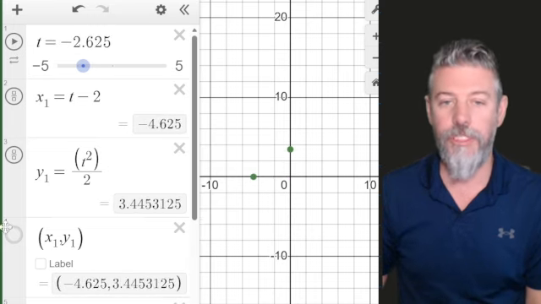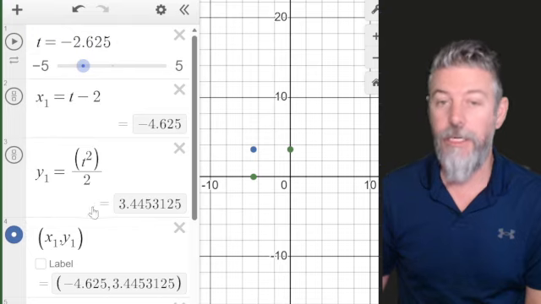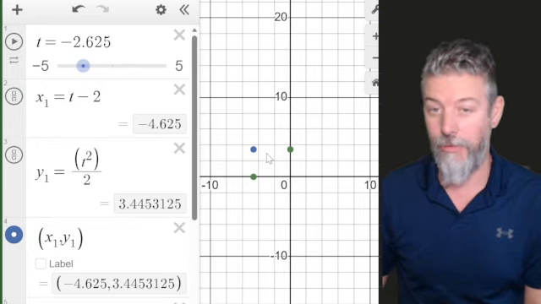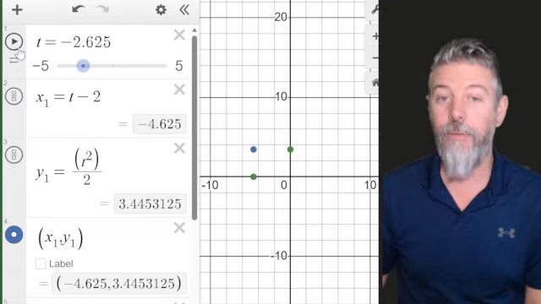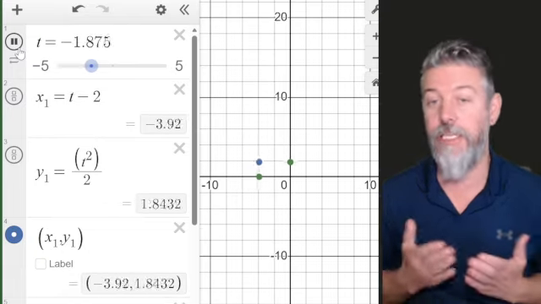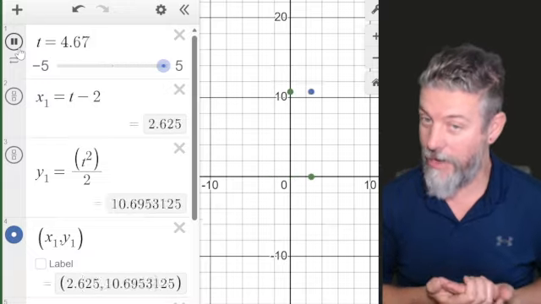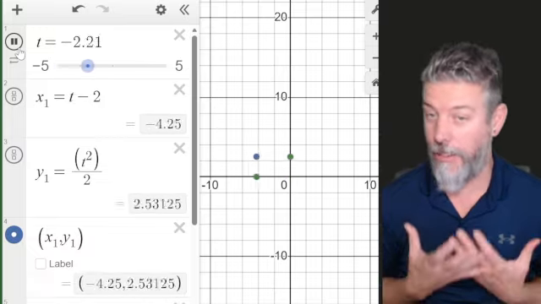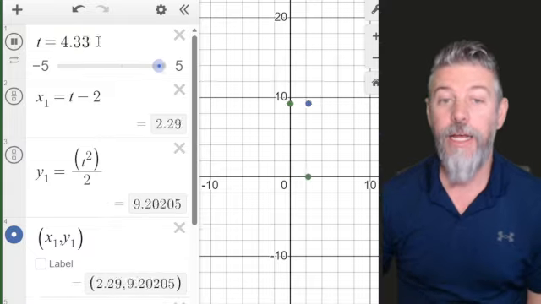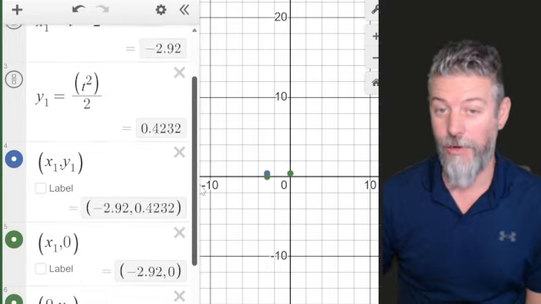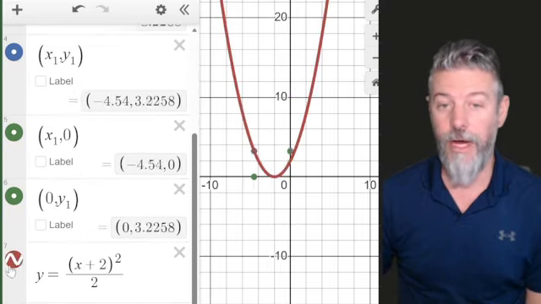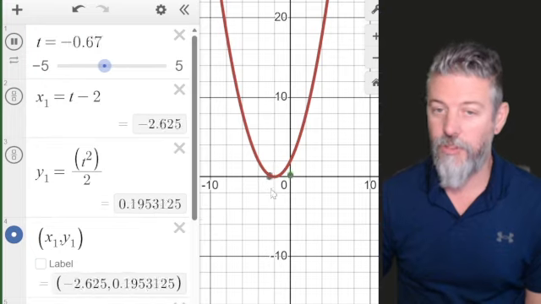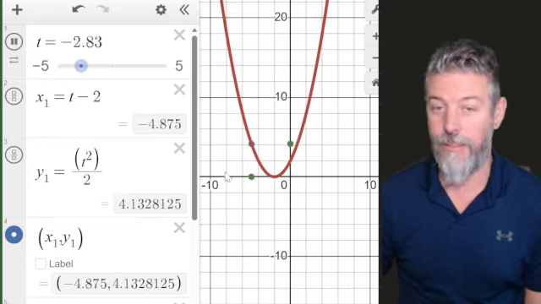All right, let's put those two together and see what happens with the point. So you can see now I've actually got the x value and the y value represented as a single point in blue. And when I vary the t parameter, you can see the blue point now creates a parabola. It creates a curve. And in fact, it creates the curve that we defined earlier, y equals (x plus 2) squared over 2. And there it is, traveling along that curve exactly as expected.